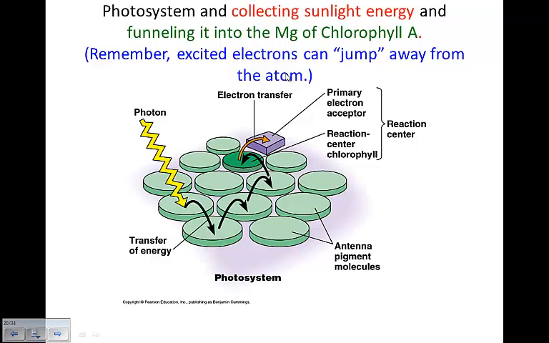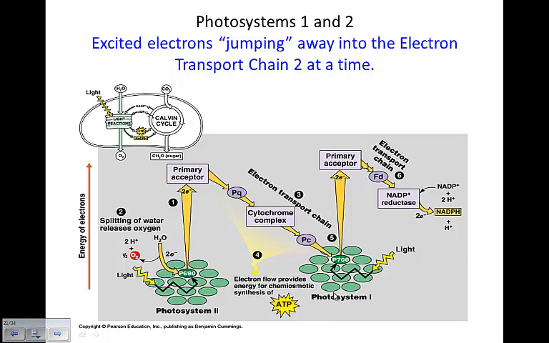You can consider a photosystem like a solar panel. What system means is a group of. So the photosystem is a group of these light-absorbing pigments in the thylakoid membrane. Chlorophyll A is the reaction center. We have 2 different photosystems: photosystem 1 and photosystem 2.